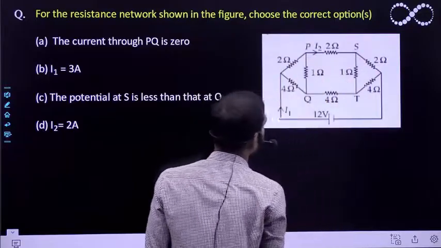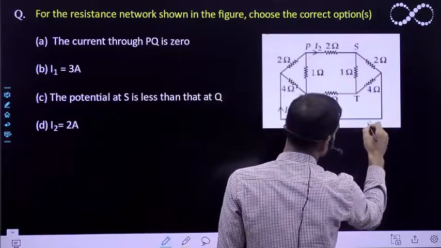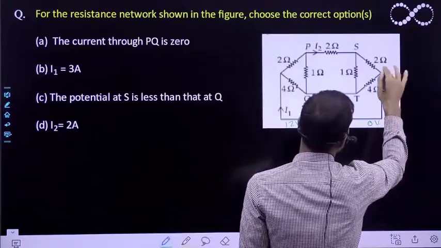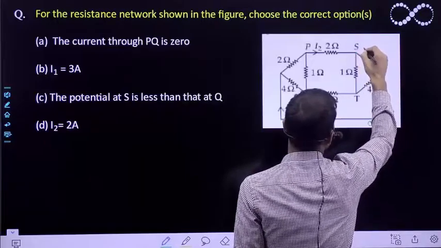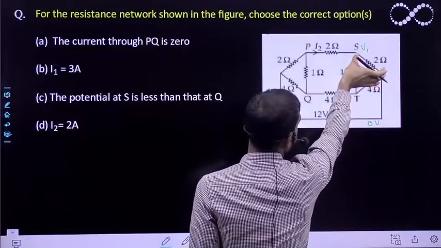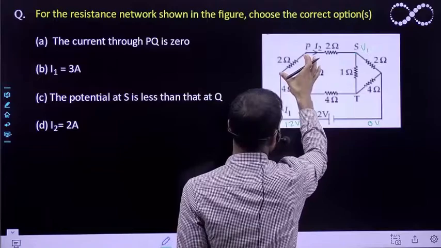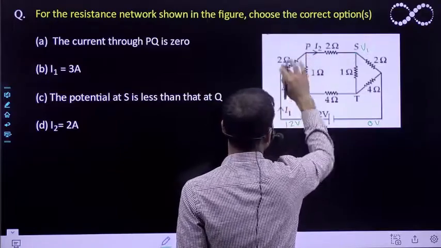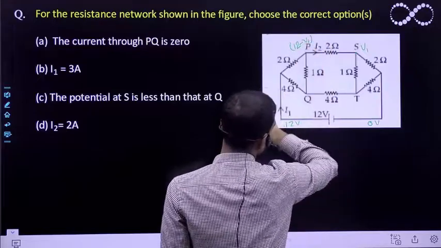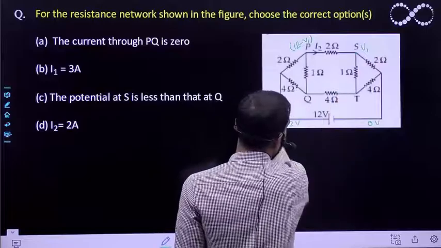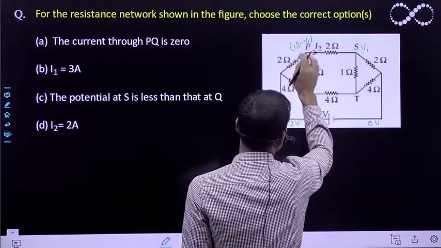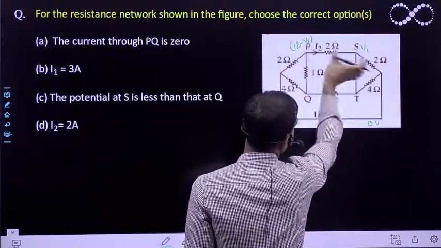Let us call this one as 0 volt and this I am calling as 12 volt. So this is 0, so this will also be 0. Let us take the potential at this point as V1. So the potential difference across this is V1, and the potential difference across this one will also be V1. This is your 12 volt, so this must be 12 minus V1. Why minus? Because the current is flowing from higher terminal to lower terminal, and in the direction of current potential always decreases. So 12 minus V1, so that the potential difference across this and this remains same.